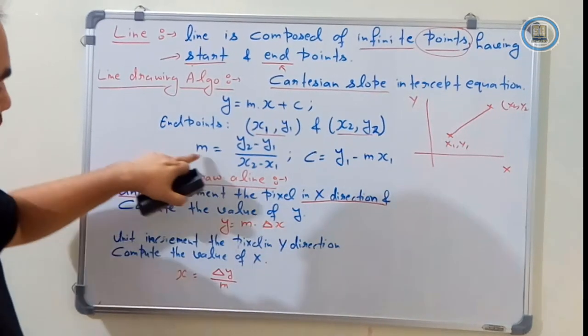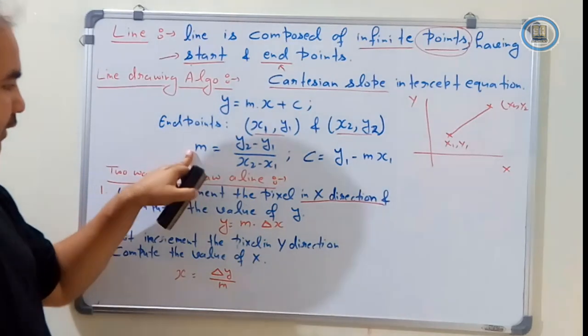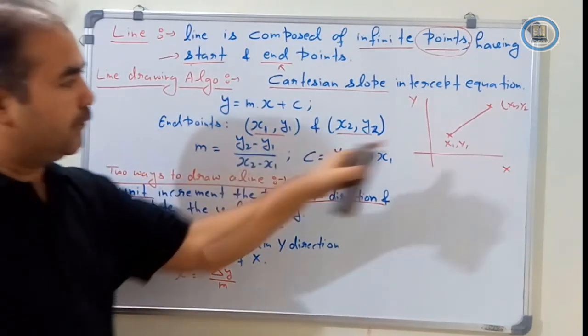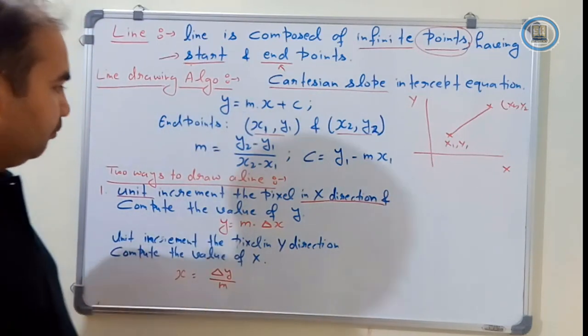m we can calculate from here, that is y2 minus y1 upon x2 minus x1. Remember that this value of m is always fixed during the plotting of the line, so we are not going to change the value of m.